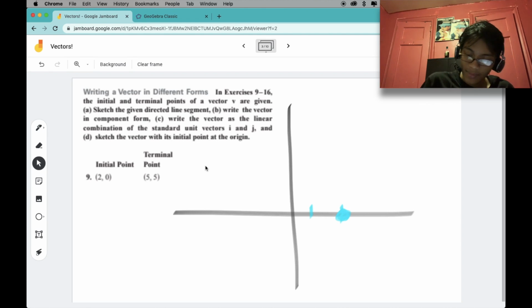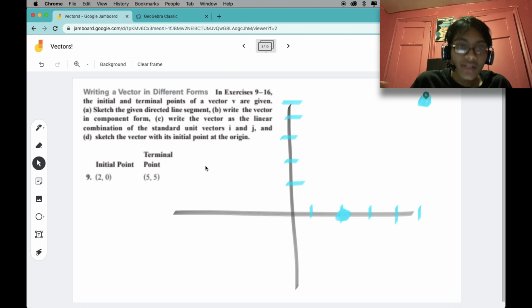That's where we end up. Well, 5, 5 is going to be somewhere around here, right? 5, 5. And our vector is just going to be the arrow that connects these two dots. Boom. That's our vector, ladies and gentlemen. That right there is our vector.